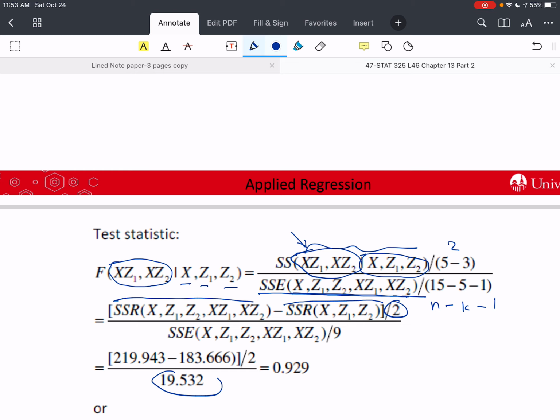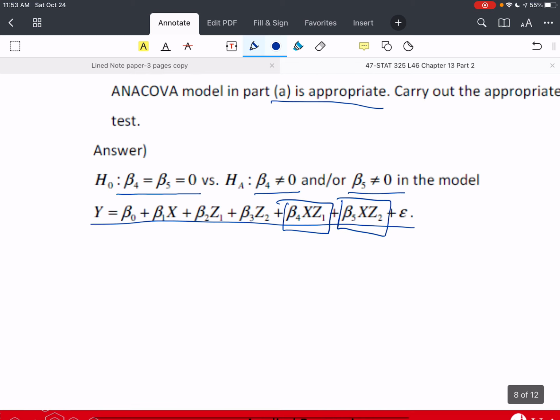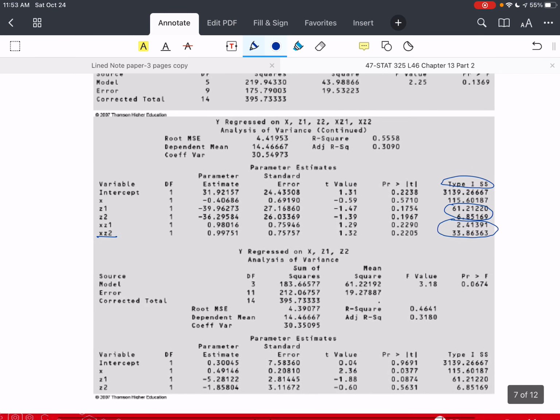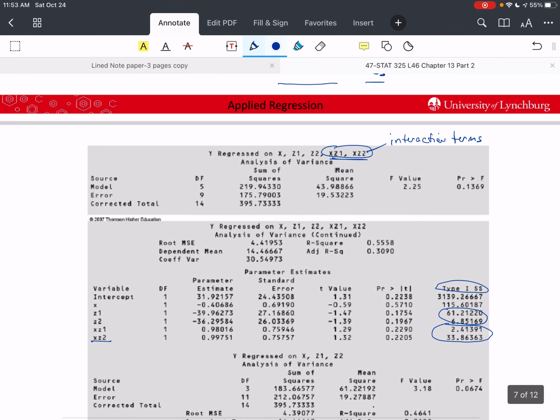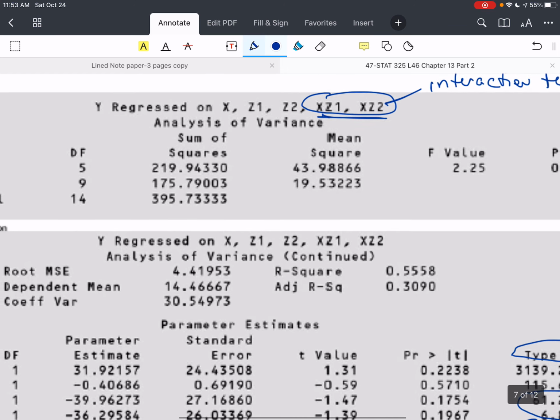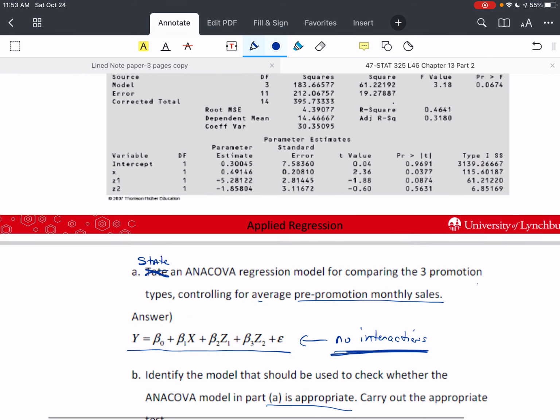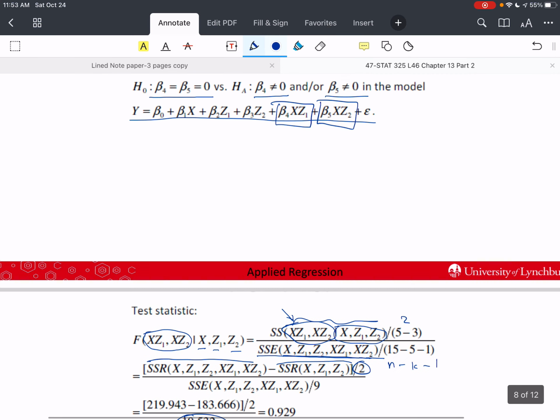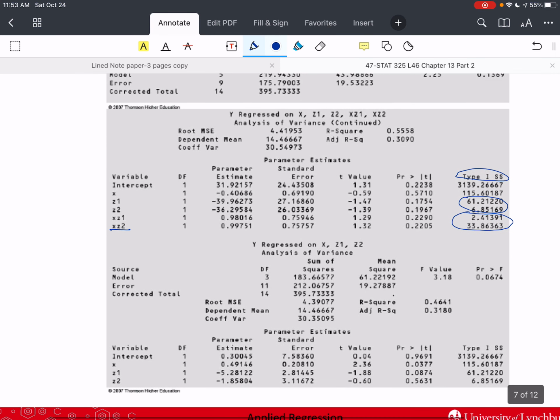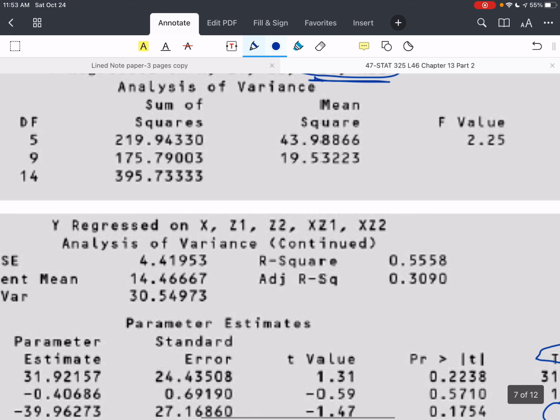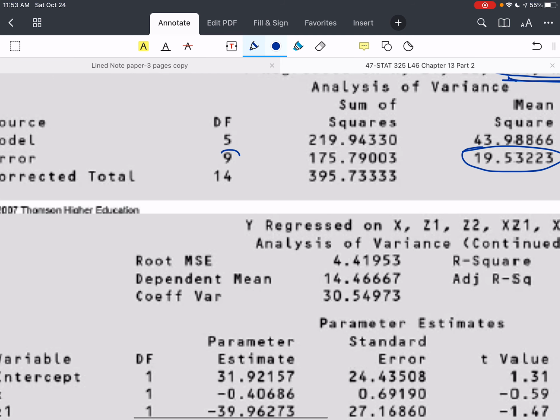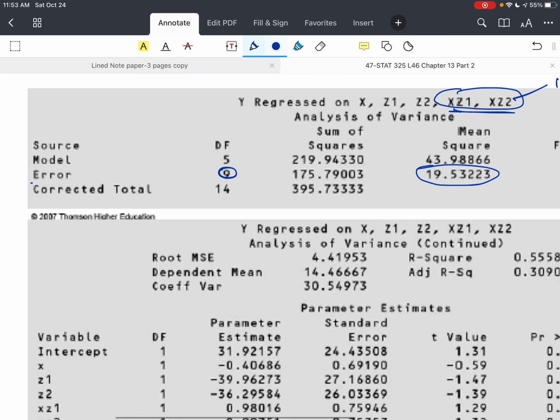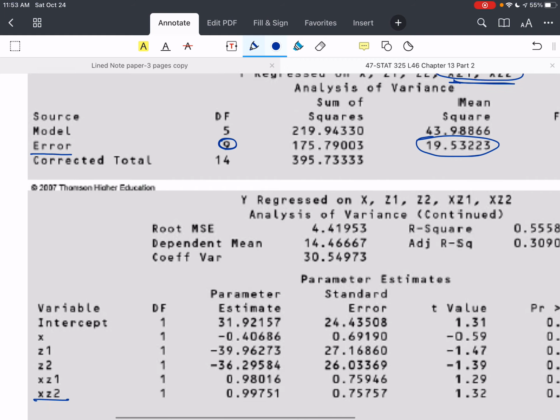So we can just pick up the 19.532 here. Let's see where we get these numbers. So the 19.532, I said it wrong, is picked up right here. So the MSE with 9 degrees of freedom, that's the error. Okay? And so let's see how we get the other numbers.